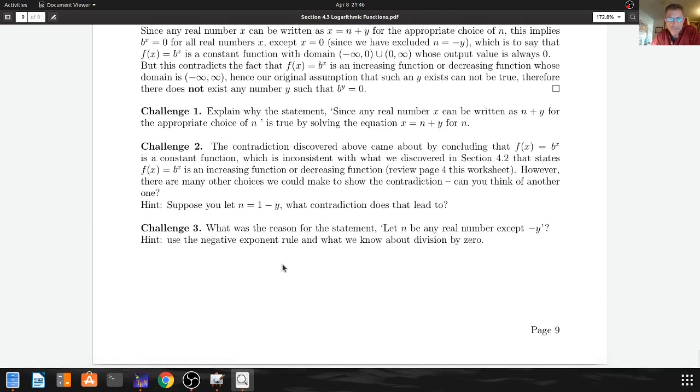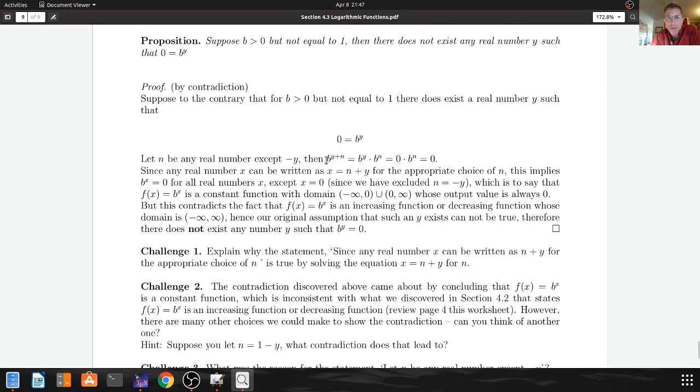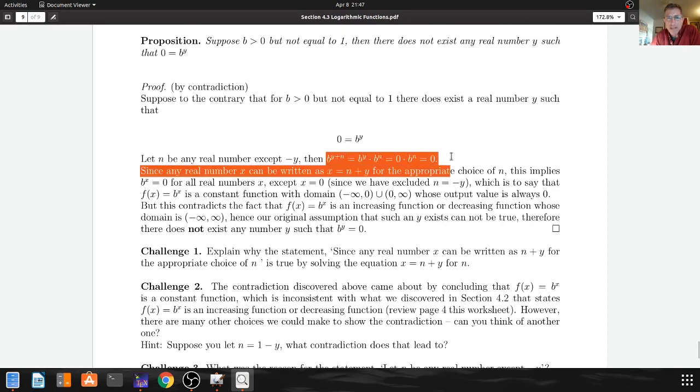Challenge 3. This is probably the hardest one, but I kind of explained it to you earlier. What was the reason for the statement, let n be any real number except minus y? Why did I have to exclude the value minus y is what I'm asking. Hint, use the negative exponent rule and what we know about division by 0. And it's going to happen right here, right there.